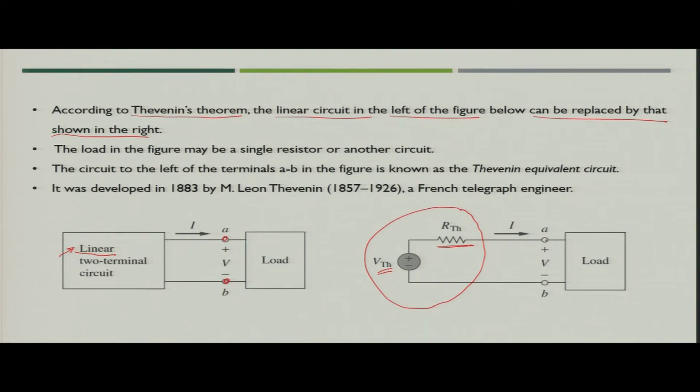In that way, the load which you are analyzing for variables like voltage and current stays connected with the equivalent of the circuit which is external to that load terminal. The circuit to the left of the nodes A B is called the Thevenin equivalent circuit. This concept was developed by M. Leon Thevenin in 1883, who was a French telegraph engineer.